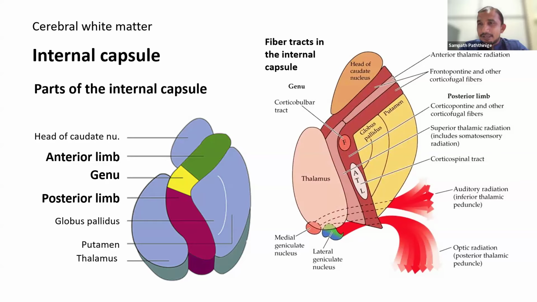There is more about the cranial nerves, so I'll come into that. So I'm talking about the cerebral white matter, the different types of fibers.